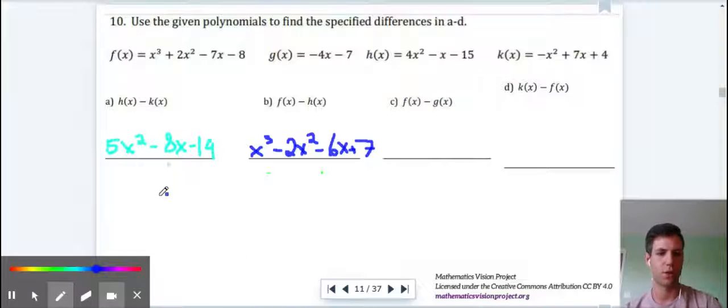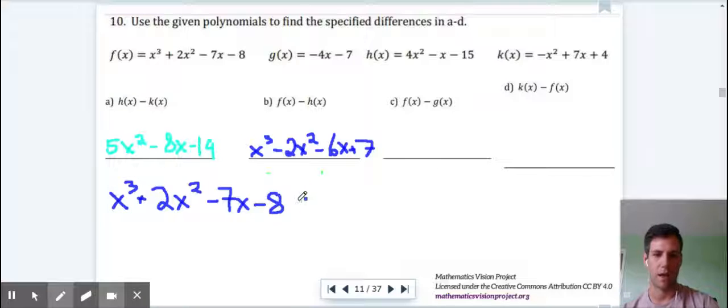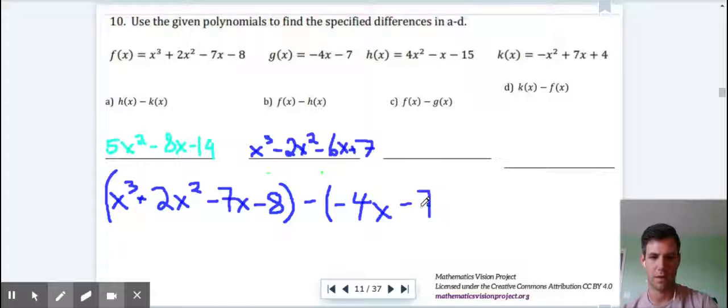Moving on to part C, we have f, which is x cubed plus 2x squared minus 7x minus 8. And I'm going to put that in parentheses, and then I need to subtract g. So I'm going to subtract negative 4x minus 7.